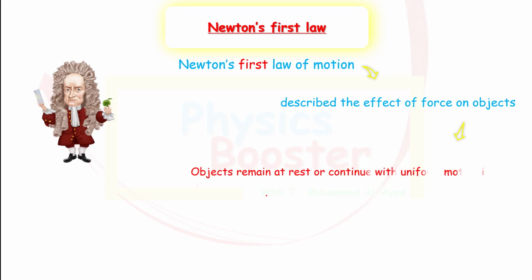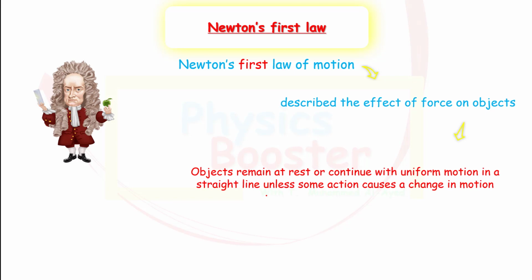Well, Newton simply says that an object remains at rest or continues with a uniform motion in a straight line unless some action causes it to change its motion. In other words, an object that is not moving will not move unless something moves it, and this something must be a force. And an object that is moving will not stop unless something stops it or changes its direction. So yeah, it's kind of common sense. There's nothing new about Newton's first law, okay?